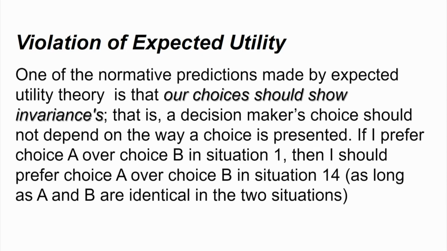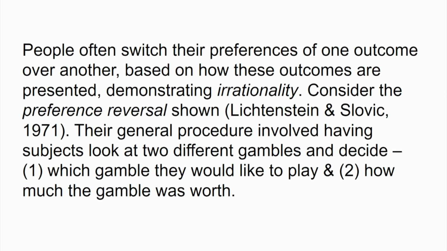For example, if I prefer choice A over choice B in situation 1, then I should prefer choice A over choice B in situation 2, as long as A and B are identical in the two situations. So if some other things in the external environment change, people should not change their choices, but this does not happen, and this is called preference reversal or invariances of choices. People often switch their preferences from one outcome to another. As the situation changes, people go on changing their choices, and this is one of the problems with following the expected utility theorem.